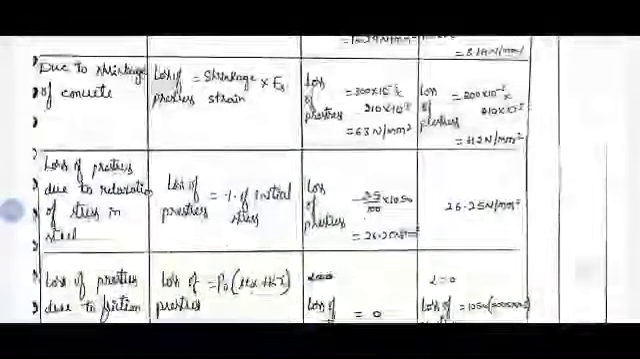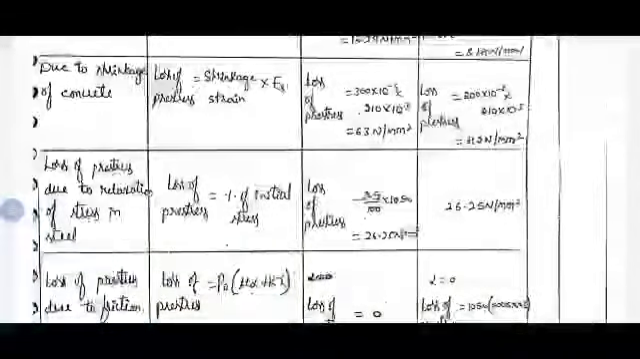Then loss of prestress due to relaxation of stress in steel, it is given as a percentage of the initial prestressing force that you are applying. So in the question it is given 2.5% of initial stress. So initially you are applying 1050 Newton per mm square. Out of 1050 Newton per mm square, 2.5% of stress is lost due to relaxation of stress in steel. So it is 26.25. It is the same for both cases.